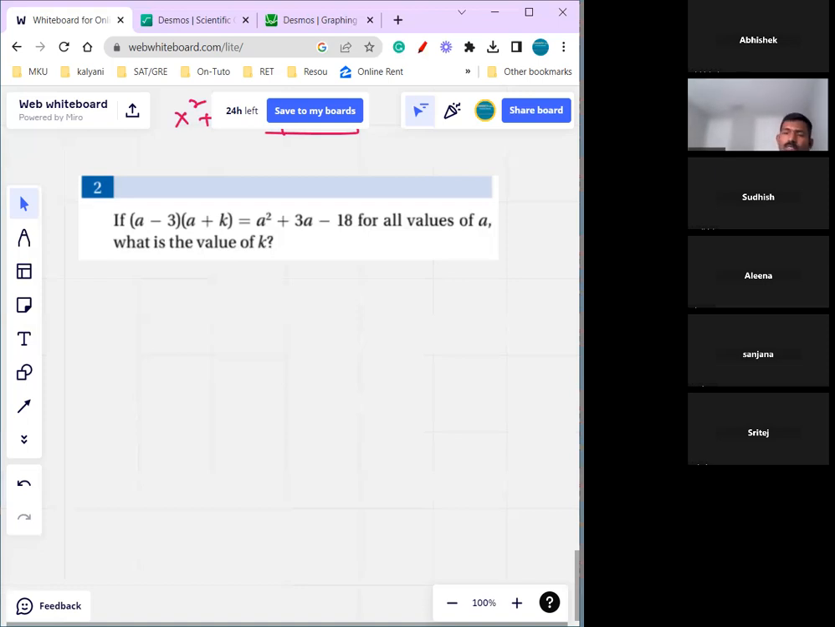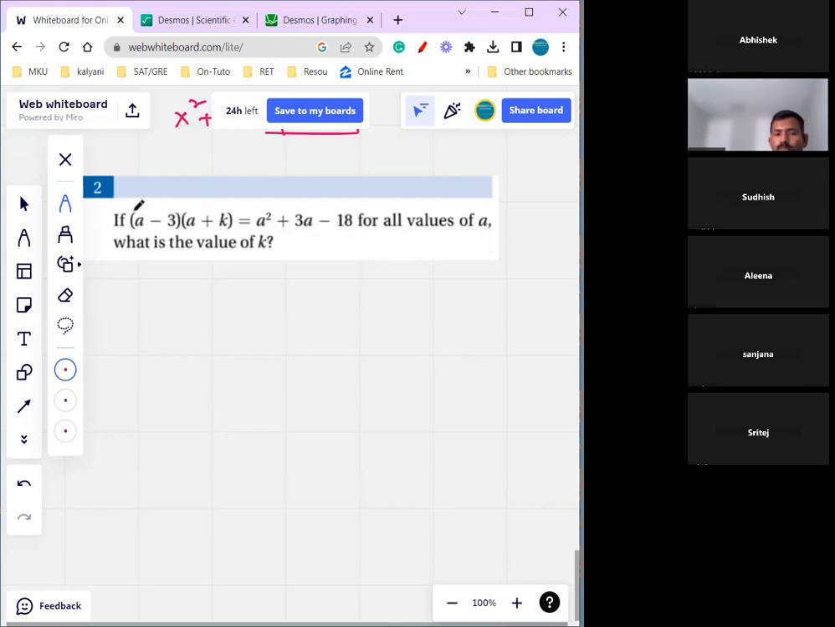And in this question, we're going to look at a technique as well. Okay, let's have eyes on the screen, everybody. So if you see this equals this, right?